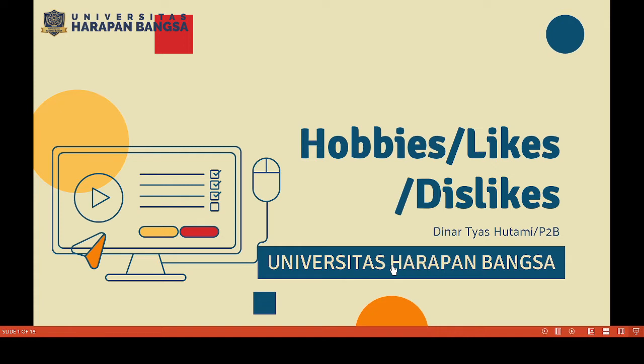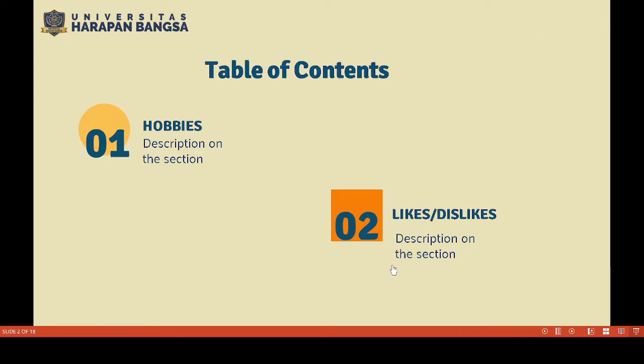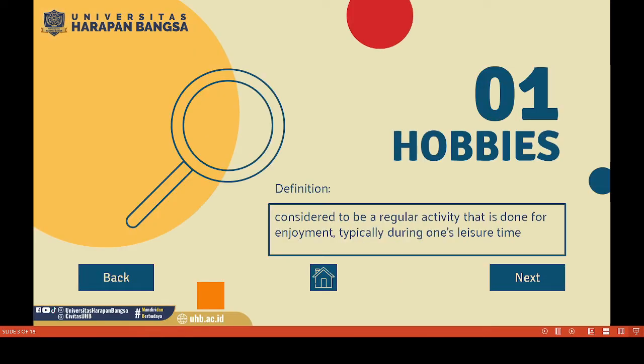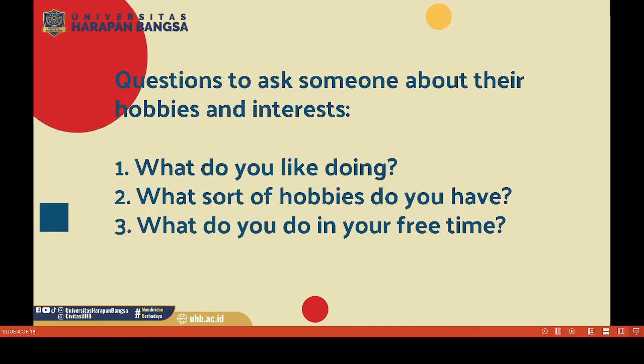Today we are going to cover hobbies, likes, and dislikes. Okay, so the first one, let's talk about hobbies. So these are the 3 questions to ask someone about their hobbies and interest. Di sini ada 3 pertanyaan yang biasanya dipakai untuk menanyakan hobbies dan interest. Hobi artinya hobi, interest artinya sesuatu yang si orang tersebut ini suka.